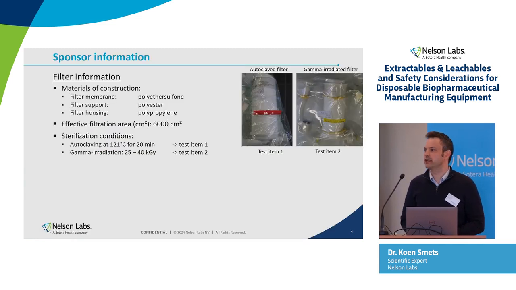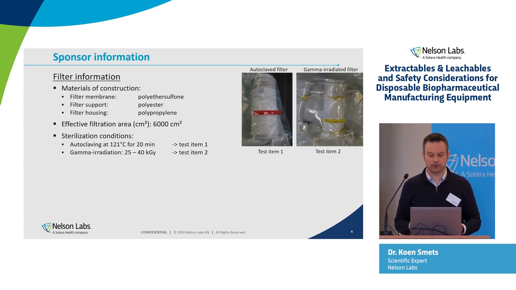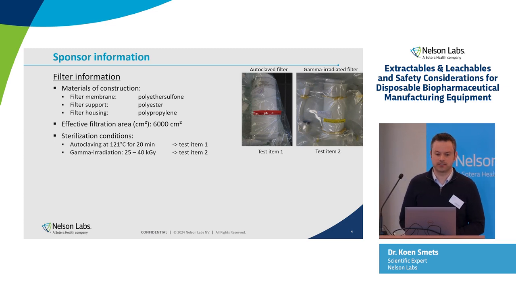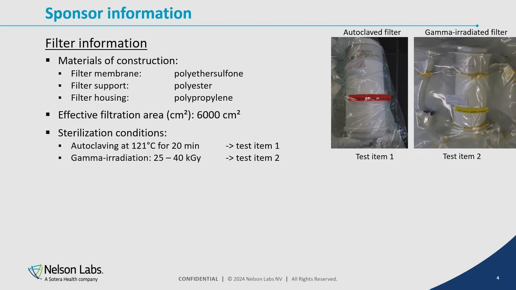So first, when we're designing an extraction study, we would require sponsor information in order to have all information available to come up with a good study design. The first information is on the process material itself. So here we're looking at a polyether sulfone filter, or at least the membrane is made of polyether sulfone. It also has a polyester support, and it's encapsulated in a polypropylene housing.